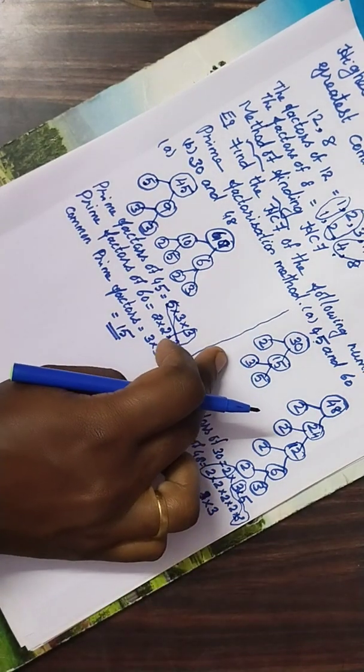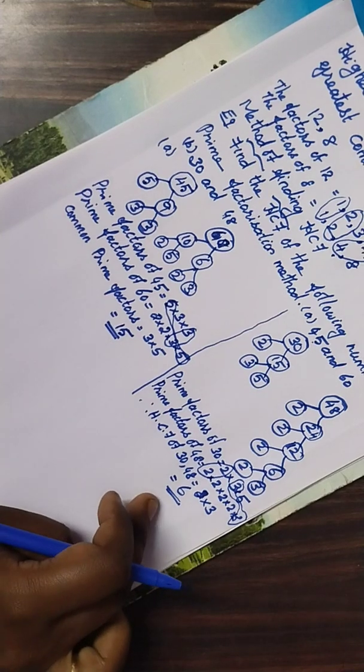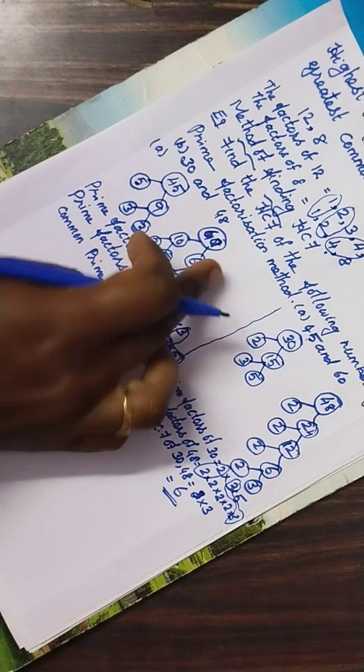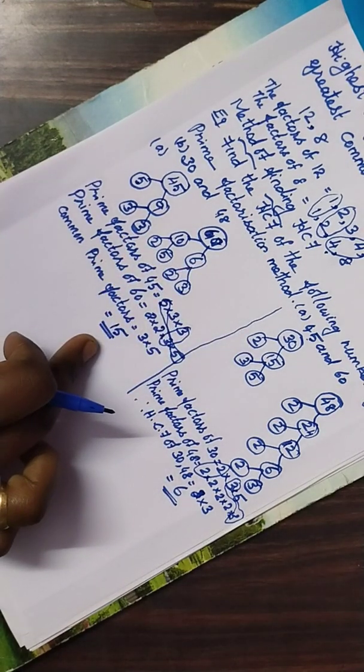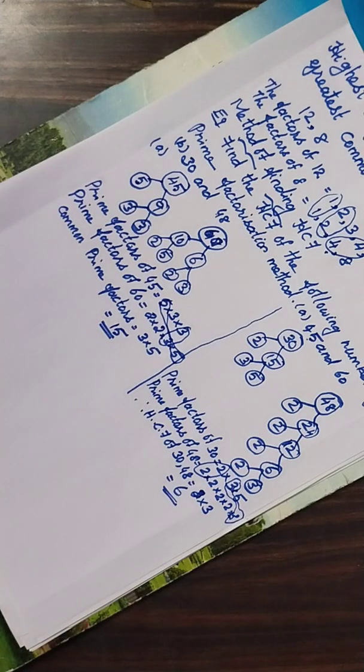These two numbers 30 and 48, the highest common factor is 6. Then 45 and 60, the highest common factor is 15. Okay, this is the prime factorization method. Next one, division method.